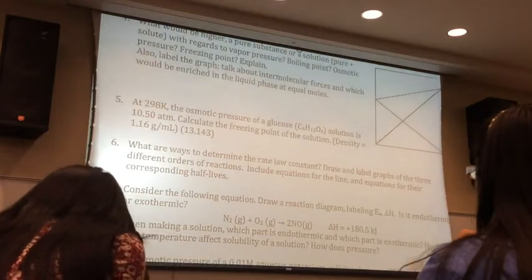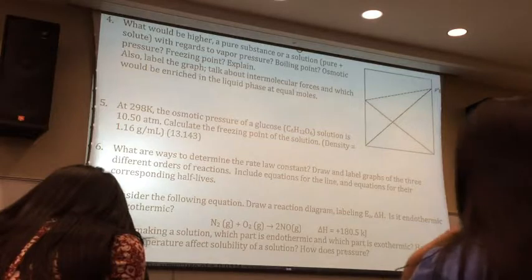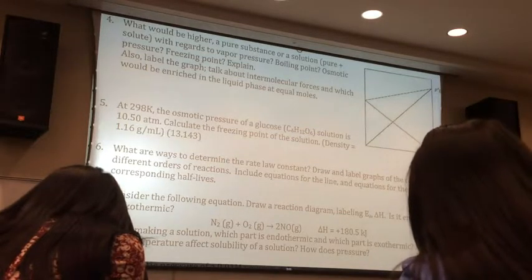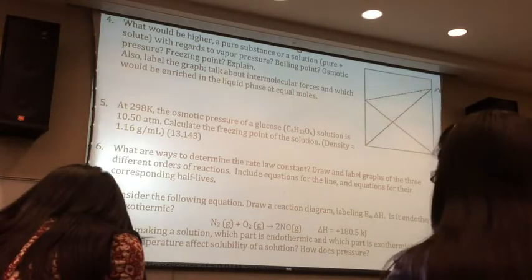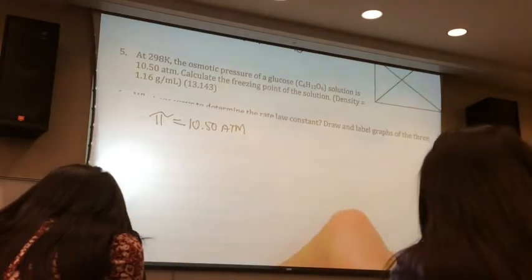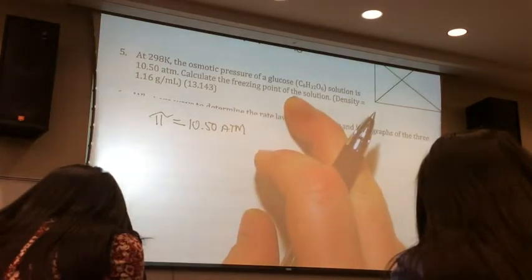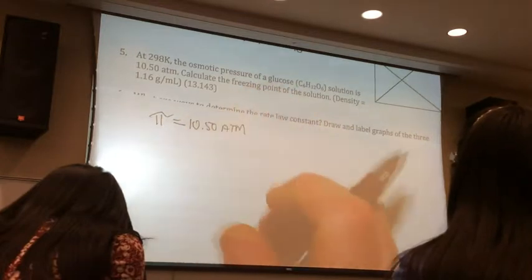Okay. So at 298, the osmotic pressure of glucose, pi, equals 10.5 atmospheres. Okay? And we want the freezing point of that solution. Okay? And we've got the density of the solution is that value there.